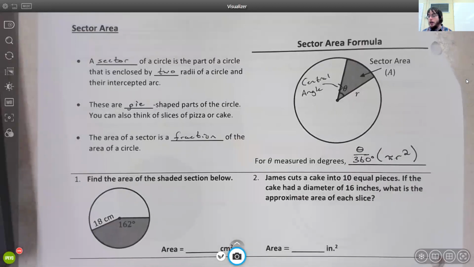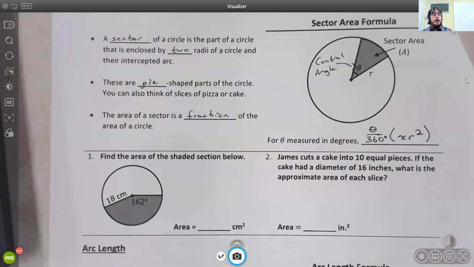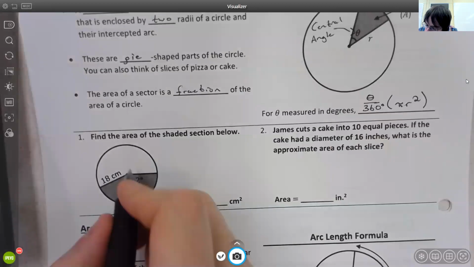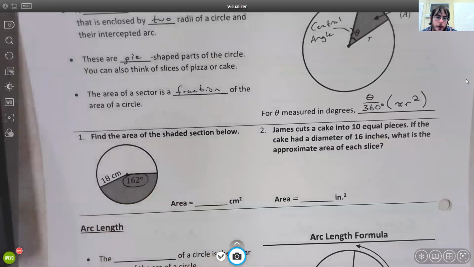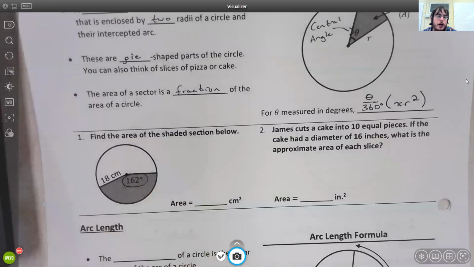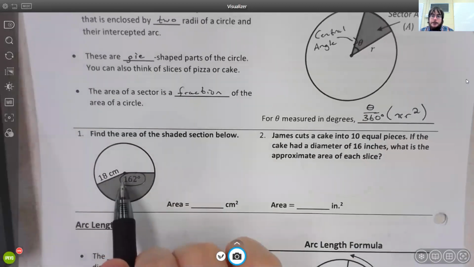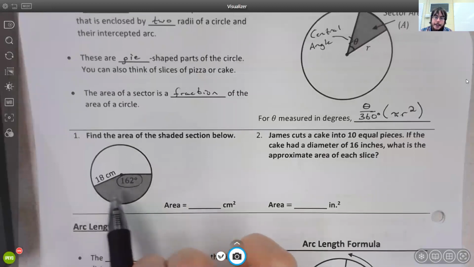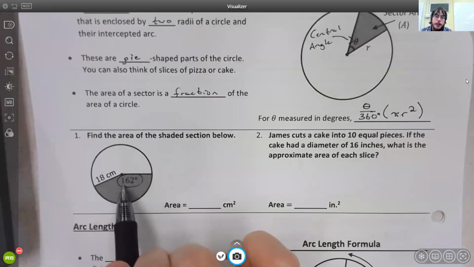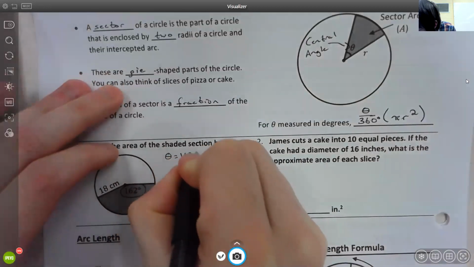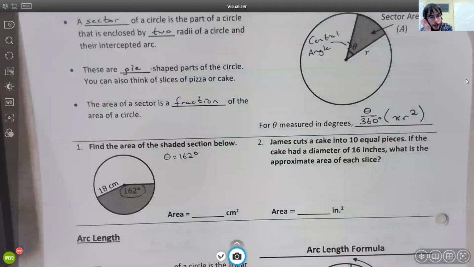Okay? So let's look at number 1. Number 1 wants us to find the area of the shaded section below. You'll notice there is a 162 degree angle there. Now, this is inside of that sector, inside that shaded part, so this is going to be our theta. So theta is equal to 162 degrees. That is our central angle.